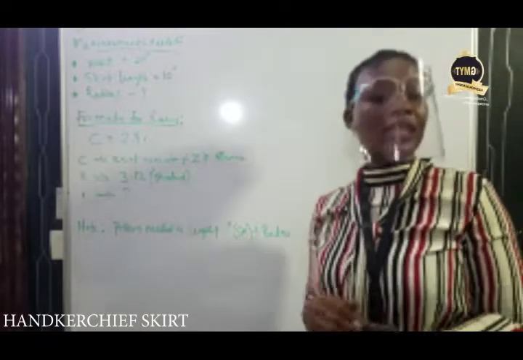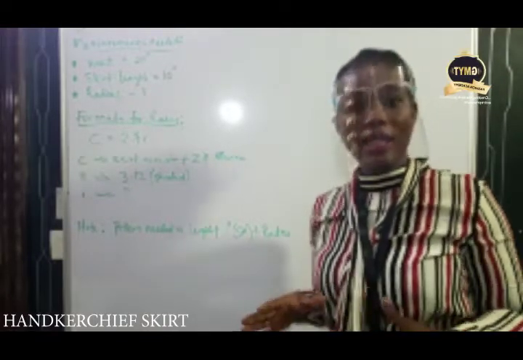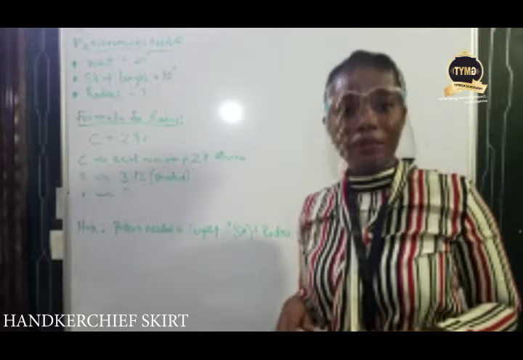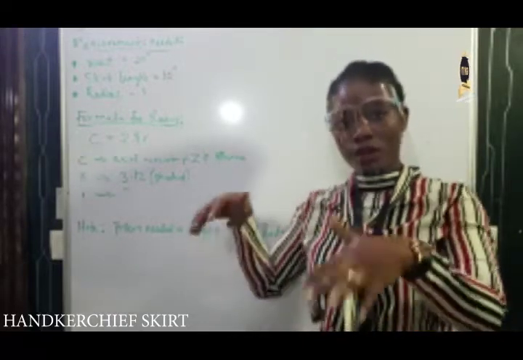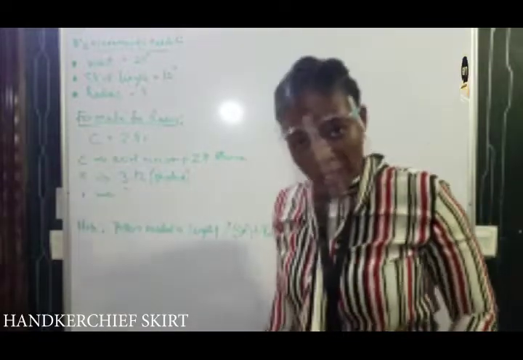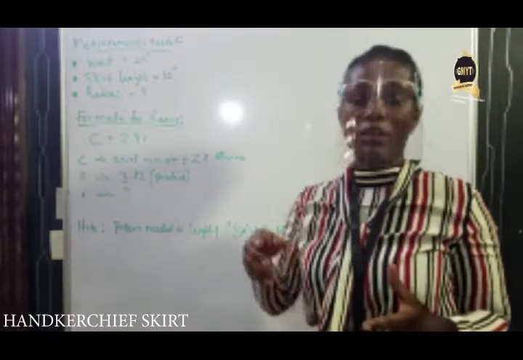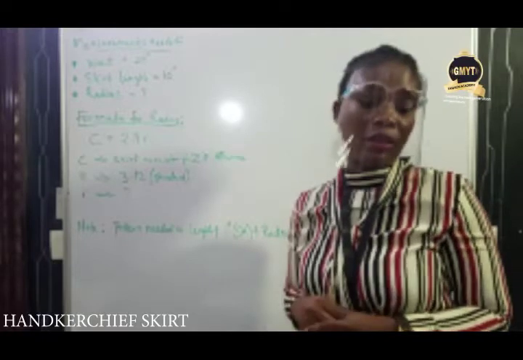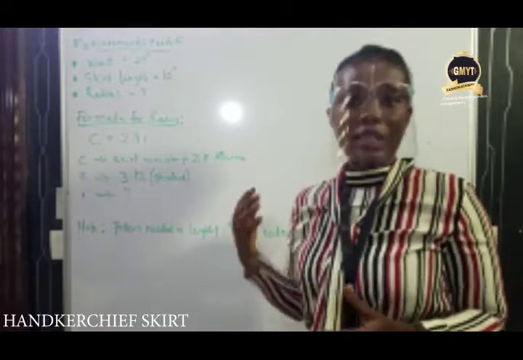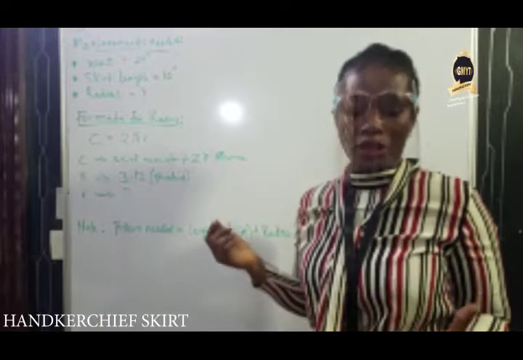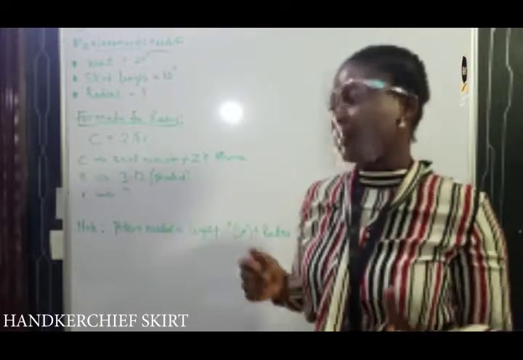So, handkerchief skirt simply means a circular skirt with uneven hemline. When I say uneven hemline, it has an angled hemline. It's not your normal circle hemline that you normally have in your circle skirt. That's why we call it uneven hemline, because it's asymmetrical, it's not balanced.